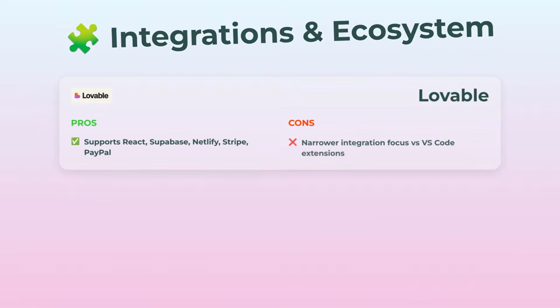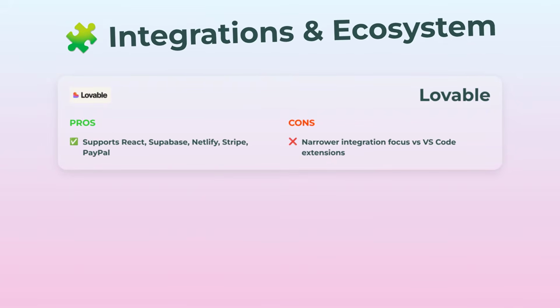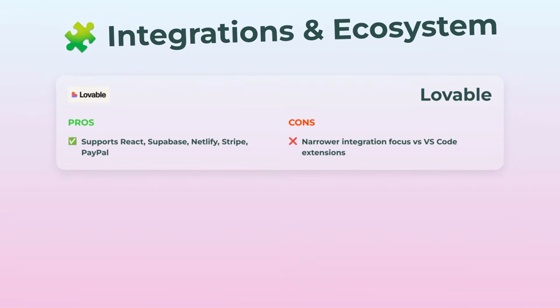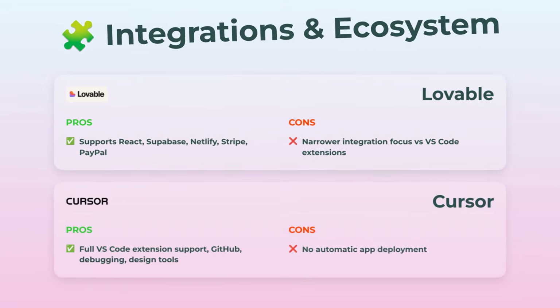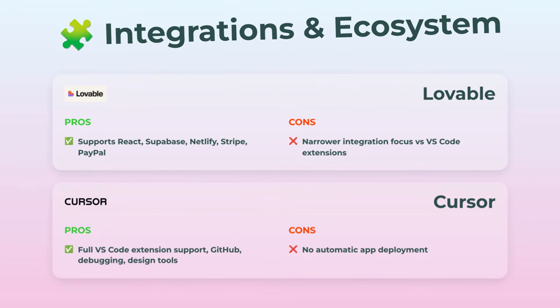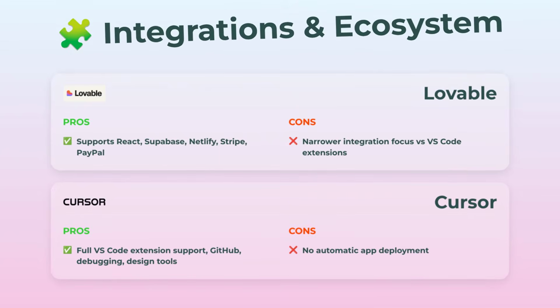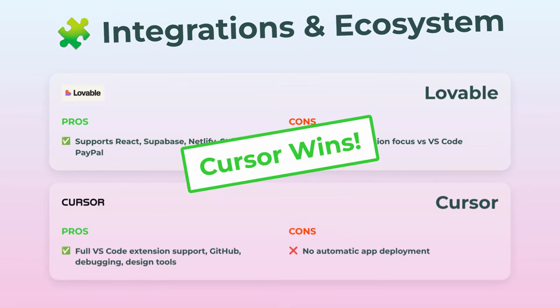Time for integrations and ecosystem. Lovable supports React, Supabase, Netlify, Stripe, PayPal, a pretty decent lineup, especially if you're building typical SaaS stuff. Not bad at all, but it's a little focused. Cursor, though, I mean, it's VS Code supercharged. You get all the extensions, GitHub, debugging, design tools, whatever you want. You're basically plugged into the whole dev world. You do have to deploy things yourself, but the ecosystem is giant. Cursor takes the win here.